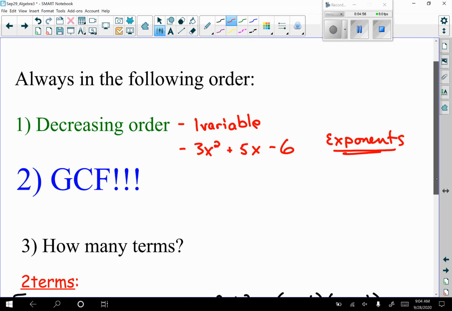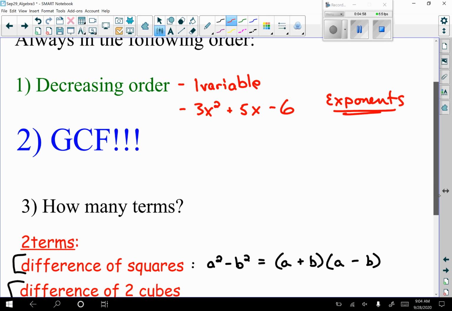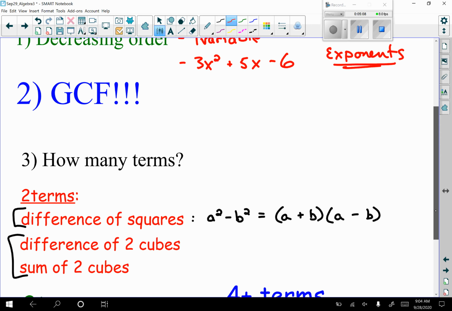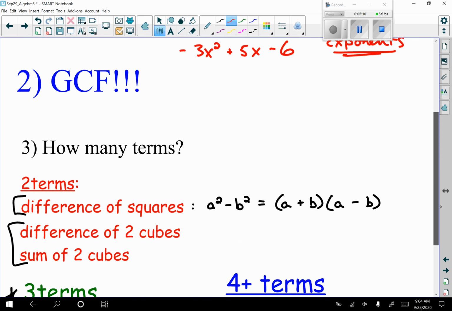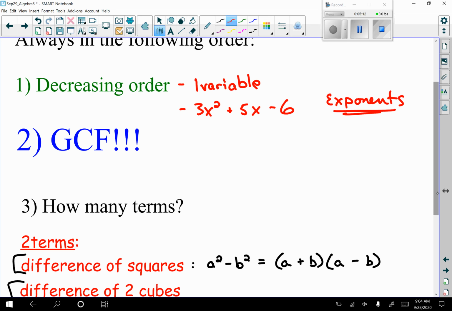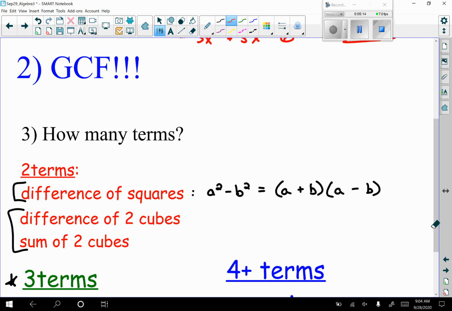Second, if there's a GCF, we factor it out of there. We're going to work with smaller numbers that way. So we always want to work smarter, not harder. Third, we have to ask ourselves, how many terms are we looking at? So if it's 2 terms, today we're going to focus on a difference of squares. Later on this week, we'll look at a difference of 2 cubes or a sum of 2 cubes. But right here, if we have a difference of squares, it means we're subtracting 2 terms that are perfect squares.